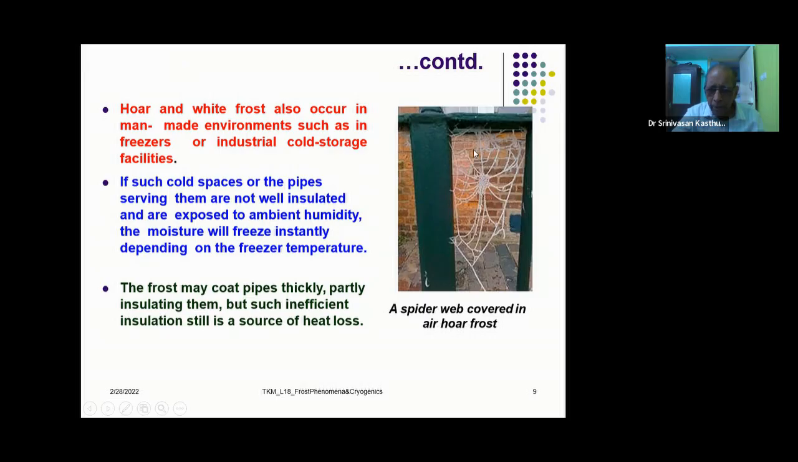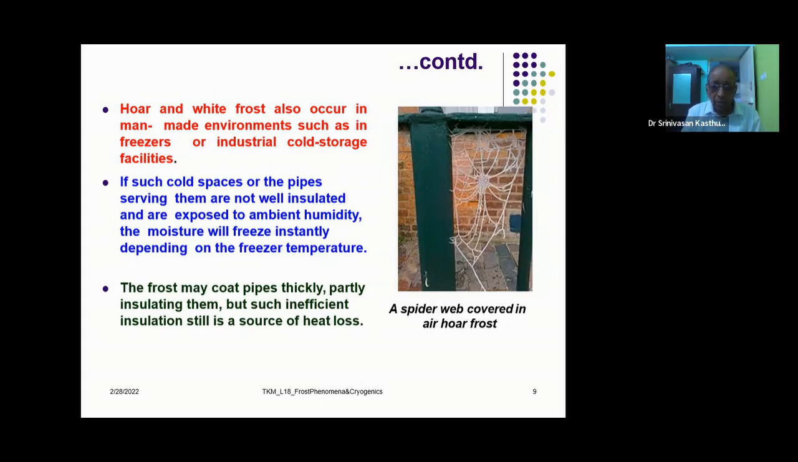You can see a spider web, and then the frost is occurring on its surface. For example, in pipes which are not properly insulated, when they are exposed to ambient humidity, the moisture starts freezing instantly on the surface, and therefore you have what is called hoarfrost. The frost may coat pipes thickly, partly insulating them, but such inefficient insulation is still a source of heat loss.